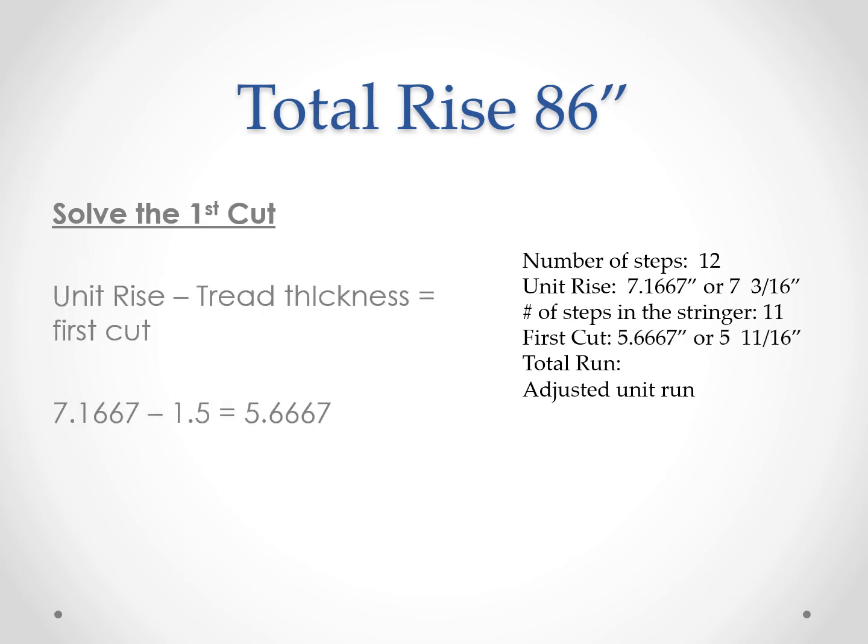First cut. As we explained, the first cut is the adjustment made to the first step in a set of staircases. We take whatever the tread thickness is away from the unit rise. So unit rise minus tread thickness equals first cut. In this case, the unit rise was 7.1667 minus 1.5 equals 5.6667. And if we put that in fraction form, that would be 5 and 11/16 of an inch.